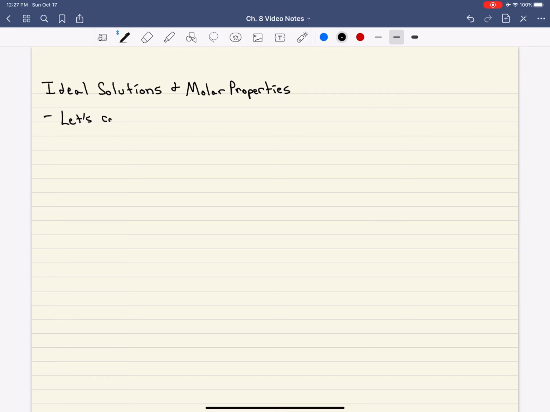So we're going to consider that we have a non-reacting mixture. So we're not going to be making bonds, and we're not going to be breaking bonds. So we have a non-reacting mixture that is comprised of 10 moles of some substance A, and then 10 moles of some substance B.